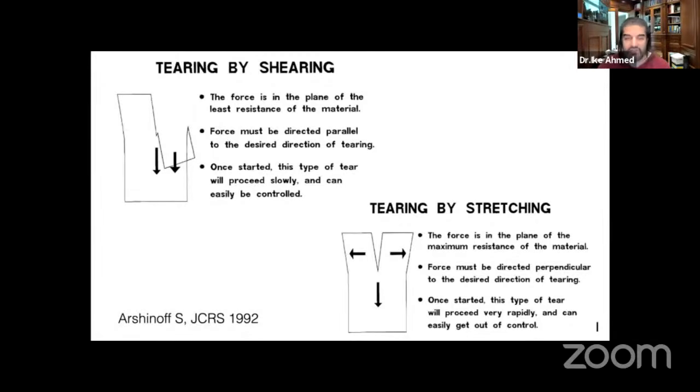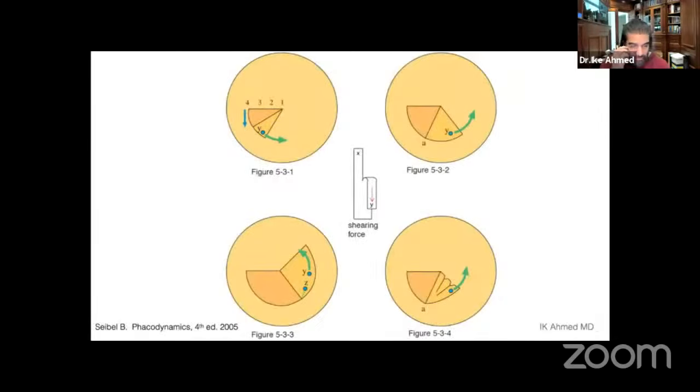We can really adjust the positioning of the capsular rexis. These figures from Barry Seibel very nicely show the importance of vectors. You see the vector forces and the torquing of the shearing movements of the hands, depending on the capsular flap. For those that are learning, it's good to unfold the capsular flap completely, keep it unfolded, and then tear close to the surface of the anterior capsule for better control.